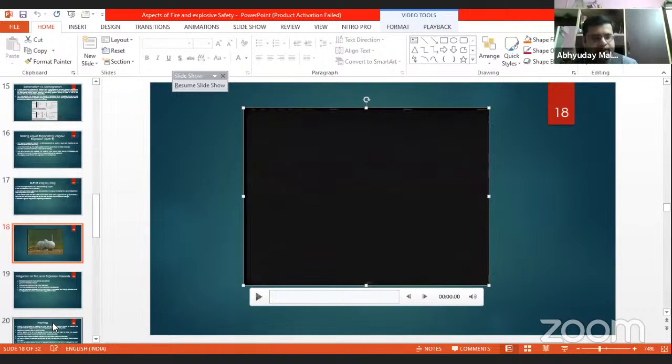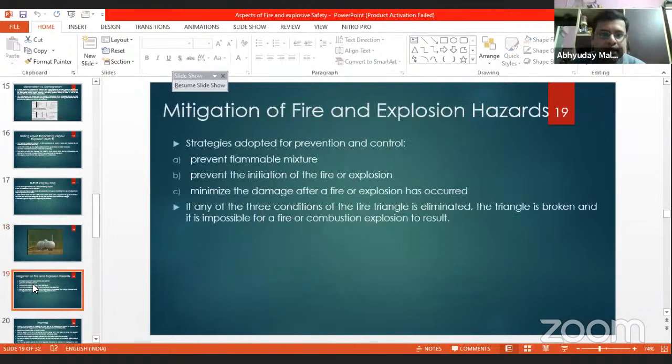So I guess you now know the scale on which such an explosion happens. Now, this part was about some aspects that are related to fire and explosion hazards. Now we come to how we can mitigate fire and explosion hazards.